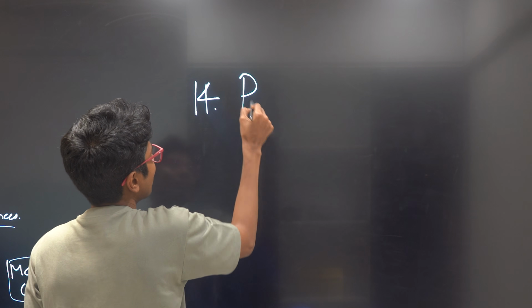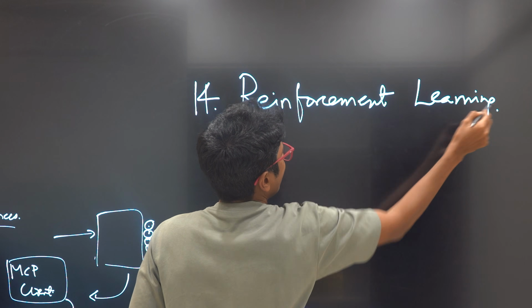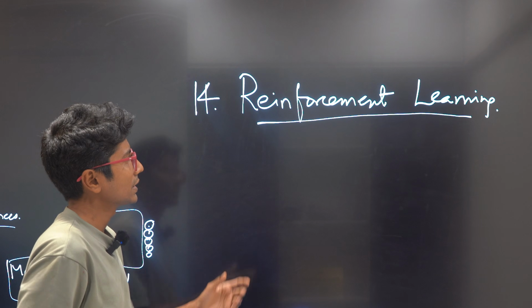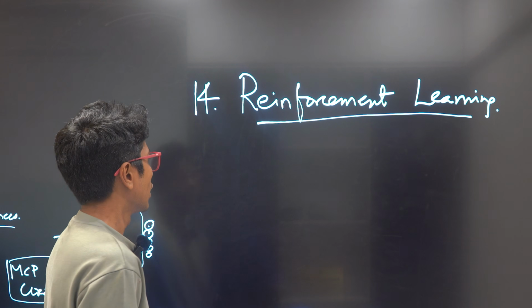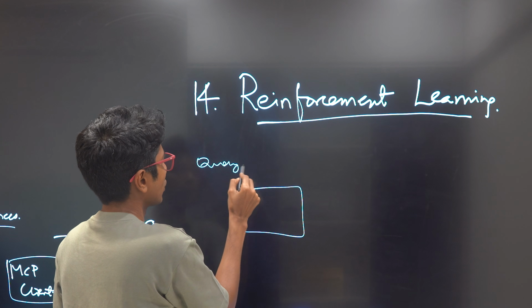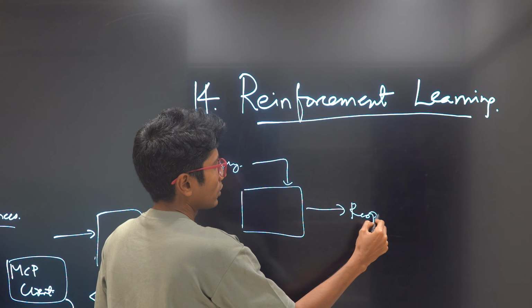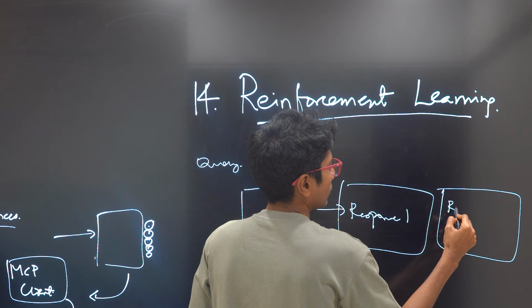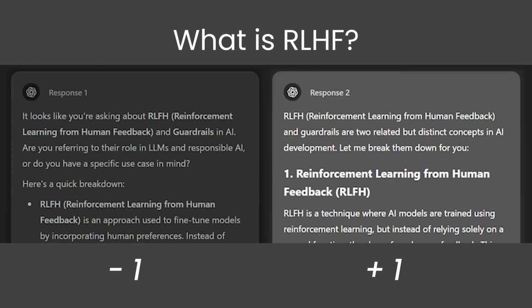And the most hyped term here is reinforcement learning. It's a way in which you can train models to behave in a particular way. So, for example, if you give a user query to the model, it can generate two responses, response 1 and response 2. You must have seen this in ChatGPT. Choose the one which is better. The one which is chosen gets a +1, the other one gets a -1.